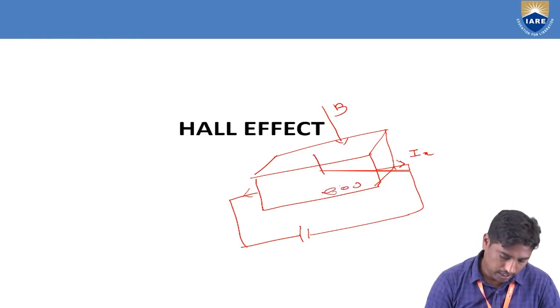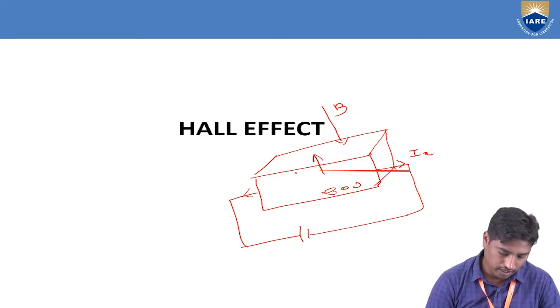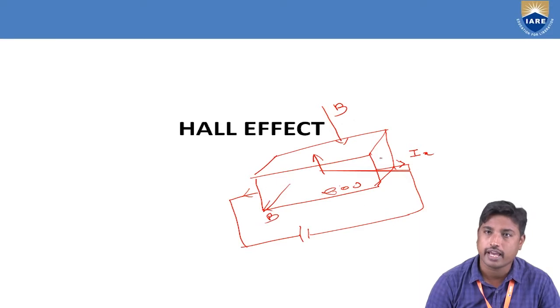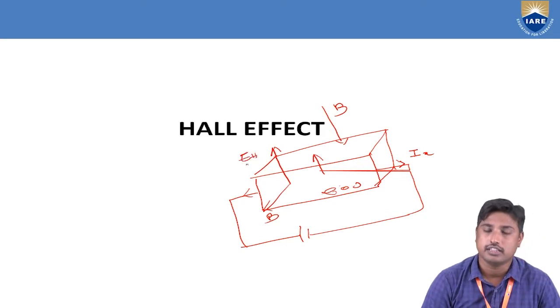Opposite to that, some electric field is generated perpendicular to both current and magnetic field. In the y-axis direction, if we apply the magnetic field in the z-axis direction and current is flowing in the x-axis direction, in the y-axis some electric field is generated. That generated electric field is called the Hall electric field. The voltage developed across the material is called the Hall voltage.